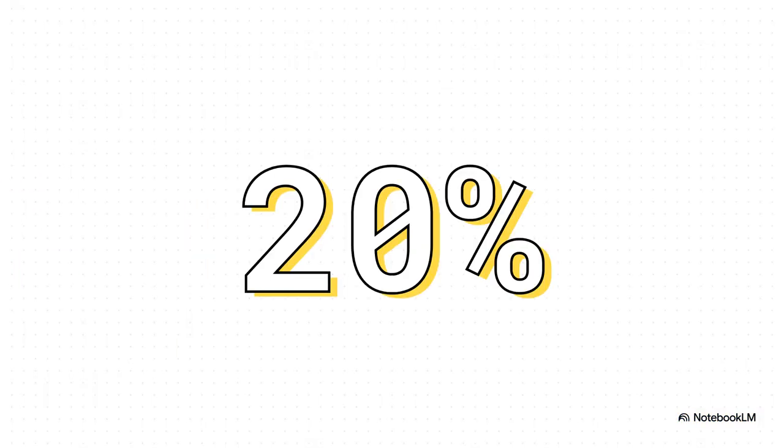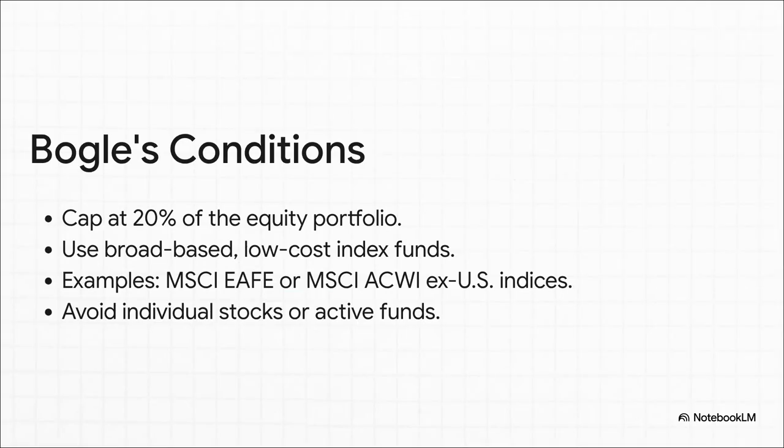And his compromise really came down to a single number, 20%. For those investors who felt compelled to add direct international exposure to their portfolios, Bogle suggested capping that allocation at a maximum of 20% of their total equities. And Bogle was very specific with his advice for this allocation. He insisted that investors should use broad, low-cost index funds, and that they should strictly avoid the higher costs and additional risks that come with picking individual foreign stocks or using actively managed international funds.